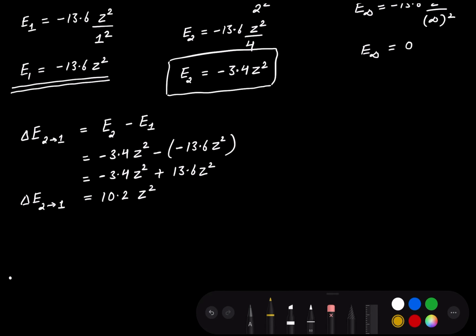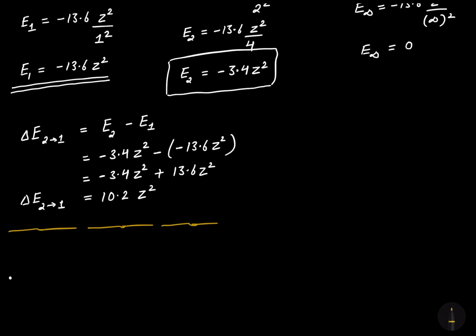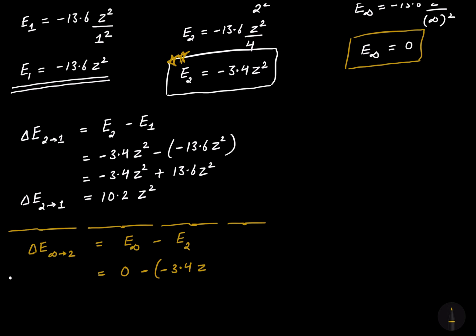So now let's calculate the energy gap between the infinity orbit and the second orbit. The energy gap between the infinity orbit and the second orbit comes out to be the energy of the orbit infinity distance away from the nucleus minus the energy of the second orbit. So what's the energy of the orbit infinity distance away? It's 0. So I'm substituting the value of 0 over here. And what's the energy of the second orbit? It's minus 3.4 Z square. So this value comes out to be plus 3.4 Z square. So the energy gap between the infinity orbit and the second orbit comes out to be plus 3.4 Z square.